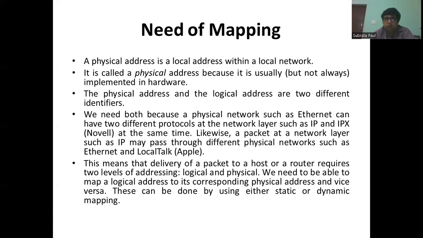Why? Because a physical network such as Ethernet can carry two protocols at the network layer, and a packet at the network layer can travel over two different physical networks. So there is a need to map these two, the logical and the physical address. Now, this mapping can be done in two different ways: static as well as dynamic.